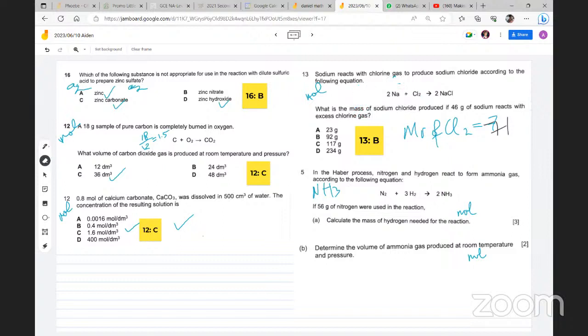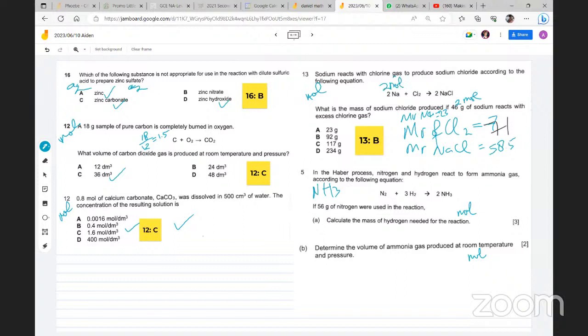So what is the mole of the sodium? The mole of sodium is 2 mole, right? Correct. 46 divided by 23. Would you please confirm that first? Yeah. MR of Na is 23. MR of NaCl, later on you will be needing this, is 23 plus 35.5, 58.5, right? Okay. So the sodium is 2 mole, and 2 mole we put here, correct?